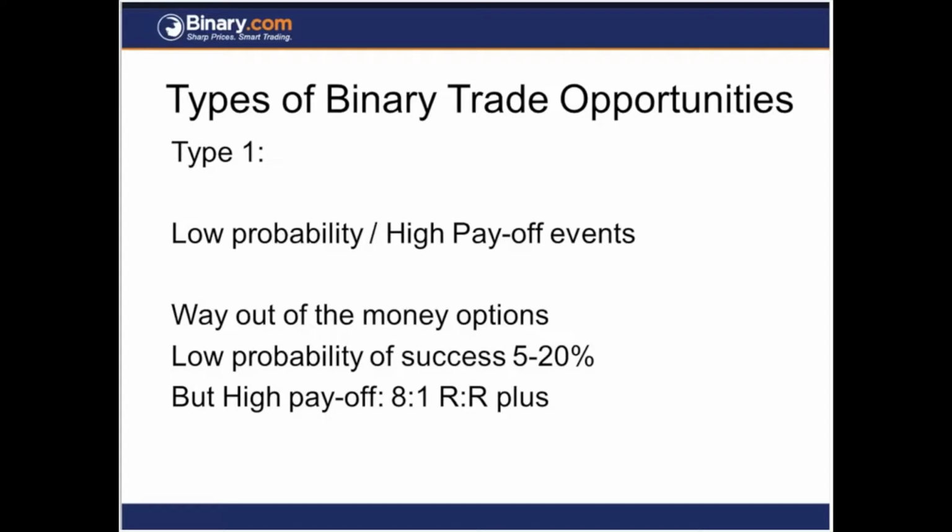So, what are the different types of binary trading opportunities? Well, I see them as two types. Type 1 is a trade that is a very low probability but a high payoff event. Some people might term that a way out of the money option. It may be, but realistically, you'll have a low probability of success. It may only be between 5 and 20% in terms of your hit rate, but you have a very high payoff, so it might be 8-to-1 reward to risk plus. Some people will like that. They may only be right 2 times out of 10, but every time they're right, they win, let's say, £8, and every time they lose, £1. So, low probability but high payoff events.